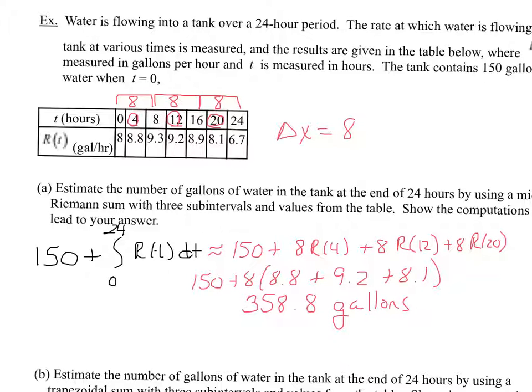A trapezoidal sum. Now remember, a trapezoid could look like this. And even a midpoint is going to give us a more accurate approximation than a left hand or right hand. But a trapezoidal sum is even a better approximation than a midpoint. And when we find the area of a trapezoid, it's the width times half the sum of the bases, or in this case, the heights. So if we do a trapezoidal sum, and again, this time it says 3 subintervals.